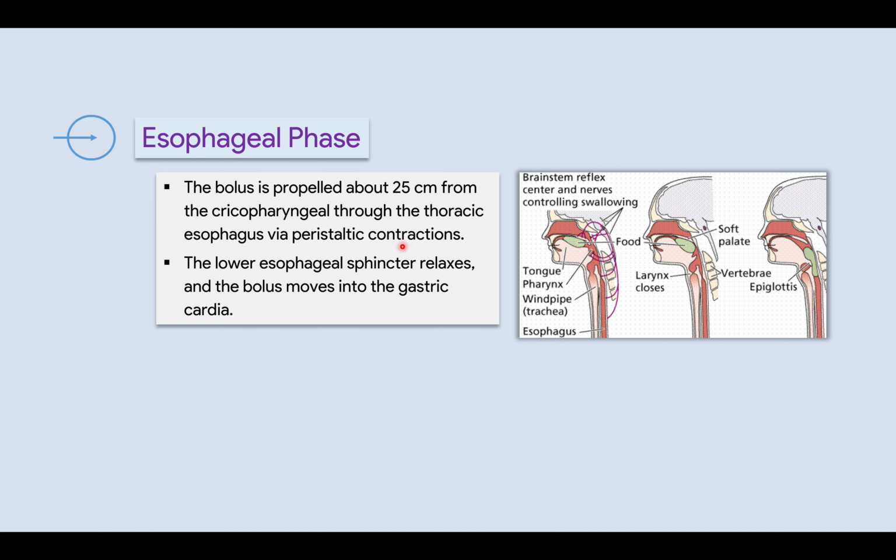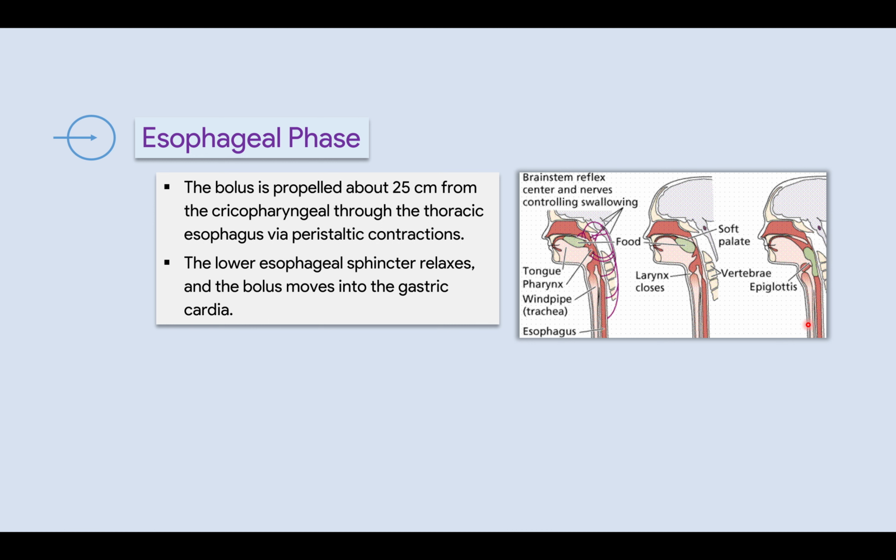And the lower esophageal sphincter relaxes. So what happens once the food arrives at the lower esophageal sphincter, which is located at the junction of the esophagus and the stomach? It relaxes so that the food bolus enters the stomach. So this is the normal deglutition process in the human body.